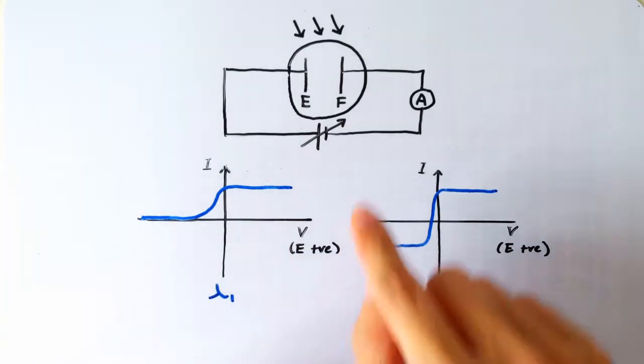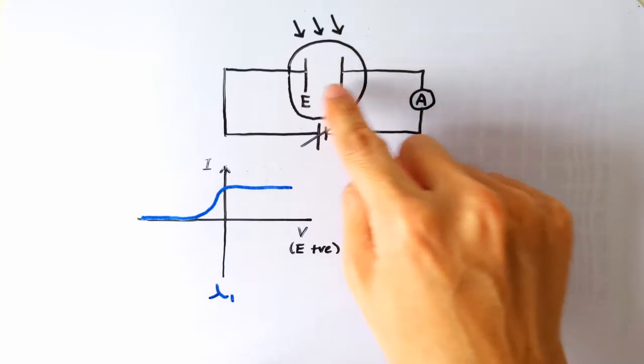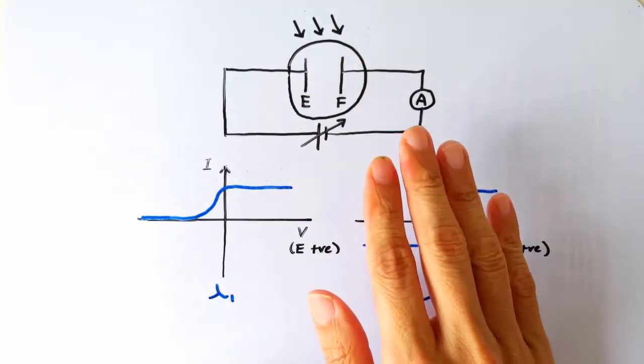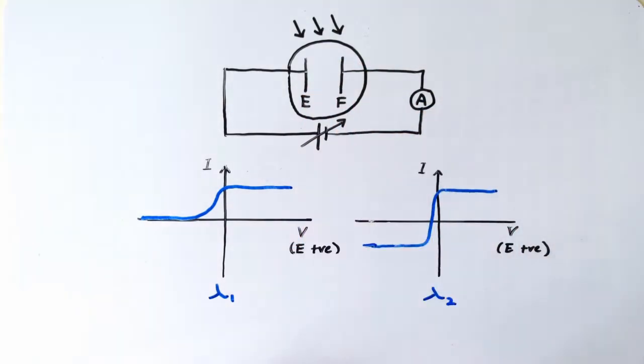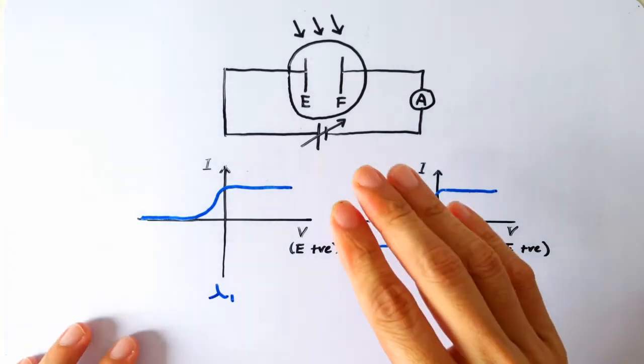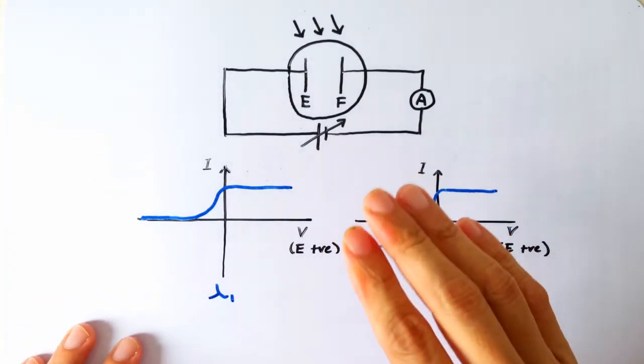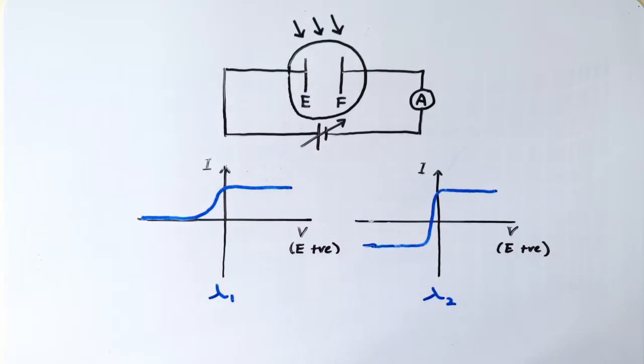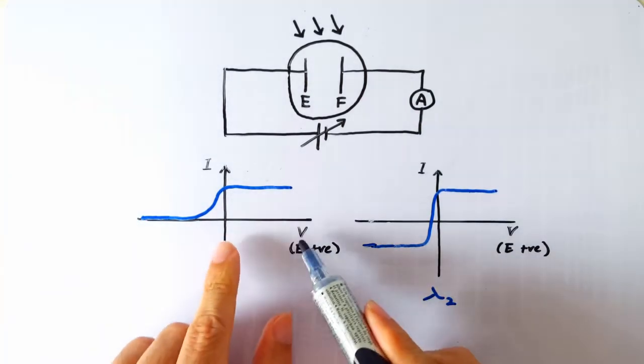This graph here actually looks very normal. The reason is because even though we are shining light on both the plates, only one of them is emitting photoelectrons. The other one is not. So let's first try to identify which one is showing photoelectric effect and which one is not. Let's look at this graph here.